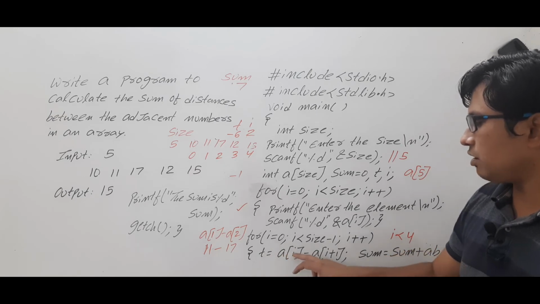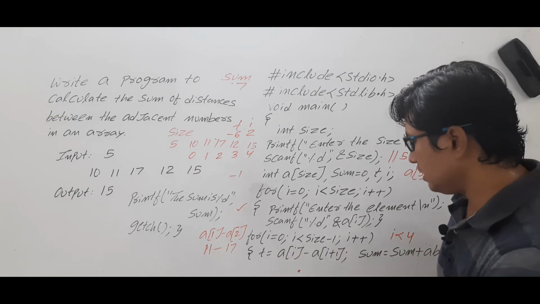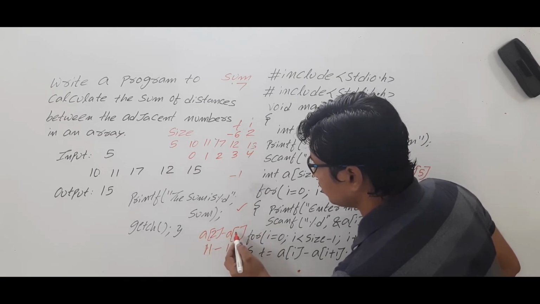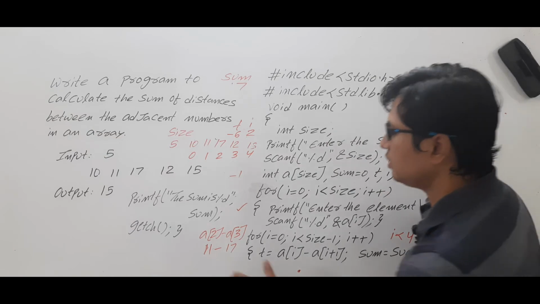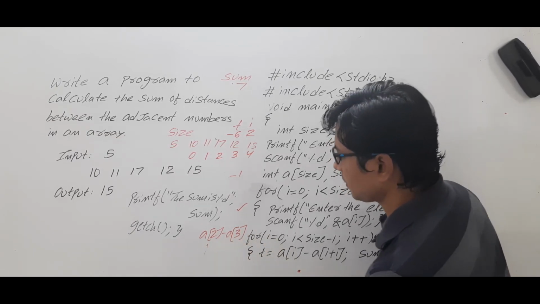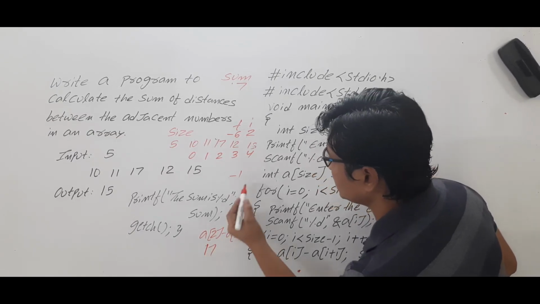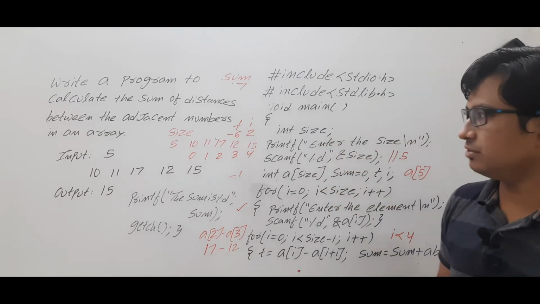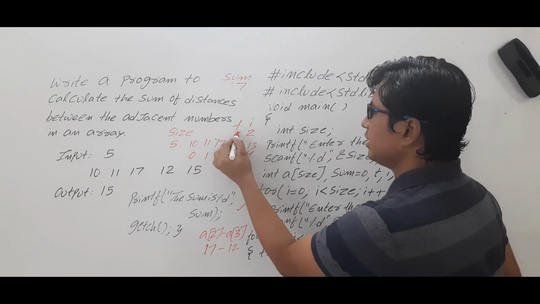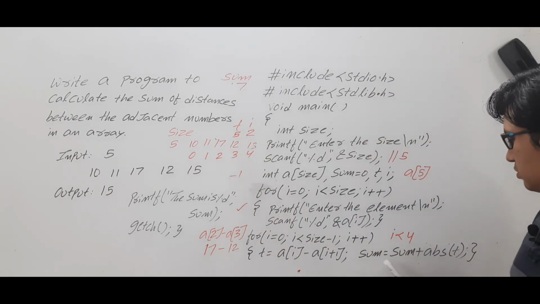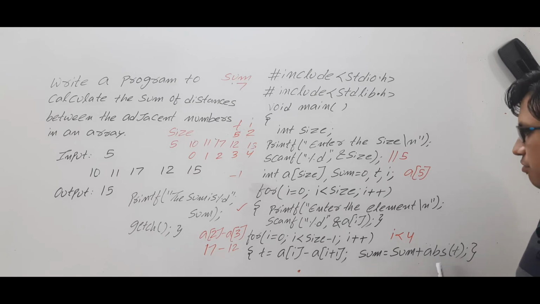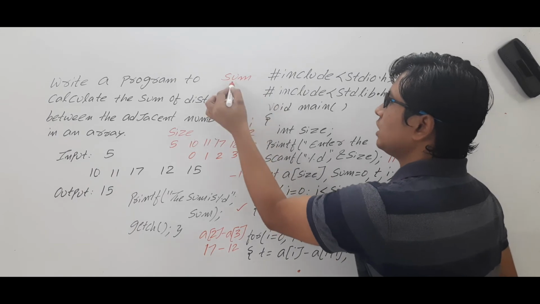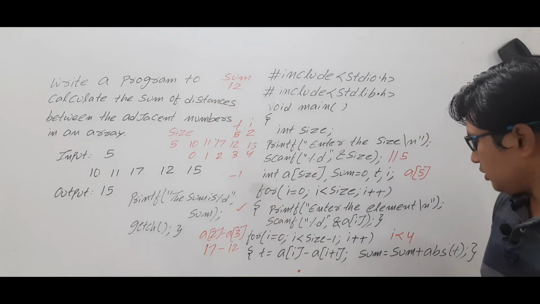T is equal to a of I minus a of I plus 1. A of I is a of 2 minus a of 3. What is a of 2? A of 2 is 17 and a of 3 is 12. So 17 minus 12, you will get 5. So now t is having 5. Absolute of 5 is also 5. So sum is equal to sum plus 5. Sum is having 7. 7 plus 5, you will get 12. Is it clear? Are you able to understand?